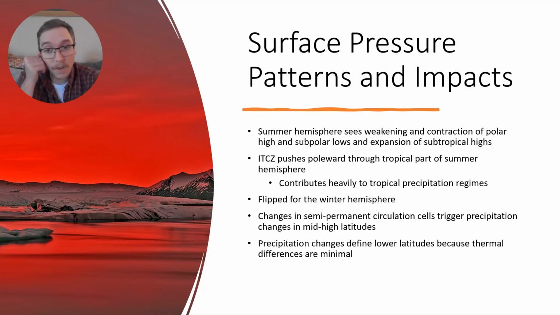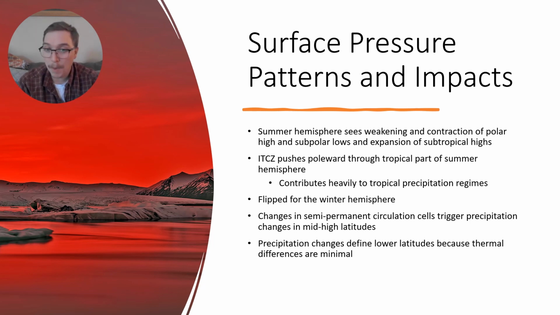So if we're looking at surface pressure patterns and impacts, our summer hemisphere, so whichever hemisphere it's summer in, sees weakening and contraction of those polar high and subpolar lows, and expansion of the subtropical highs. The ITCZ pushes poleward through tropical part of the southern hemisphere and contributes pretty heavily to tropical precipitation regimes. Flip-flop that for the winter hemisphere.